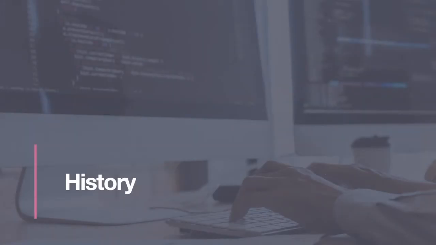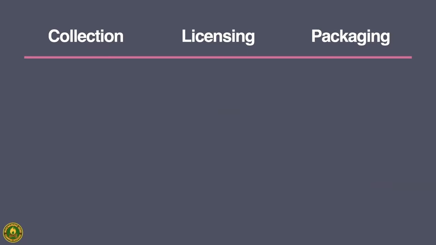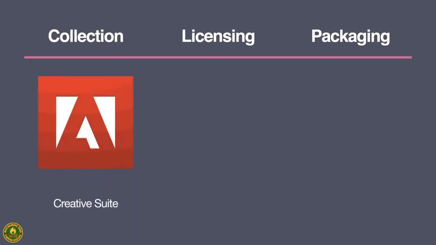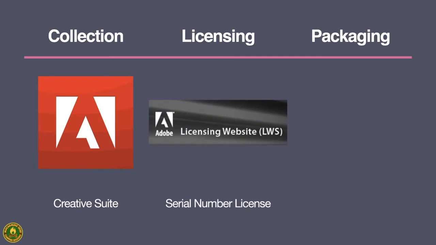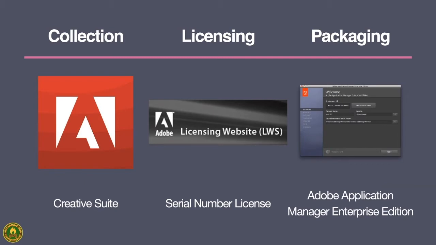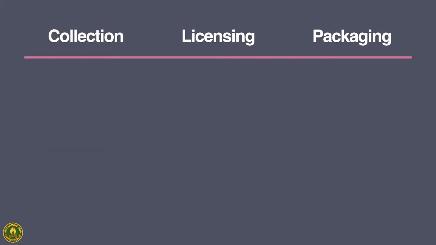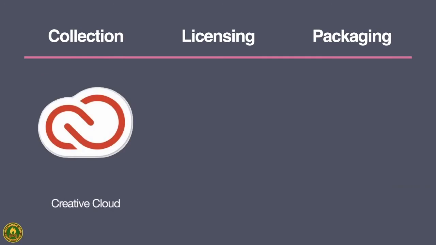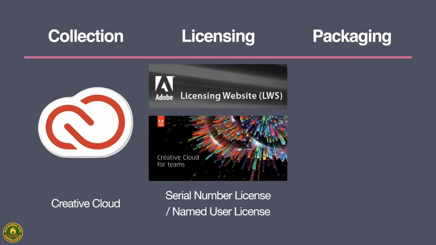First things first, a little history lesson. In the beginning, there was the Creative Suites with a number of different versions. This came with a standard serial number license, and eventually for packaging this, we had the Adobe Application Manager Enterprise Edition. With the launch of Creative Cloud, we switched to using the Creative Cloud Desktop app, or the CCDA. This allowed the introduction of named user licenses and gave us a new tool for packaging, the Creative Cloud Packager.